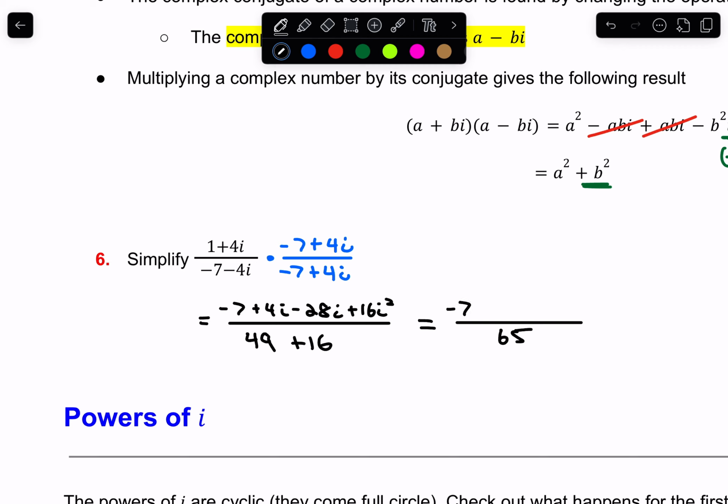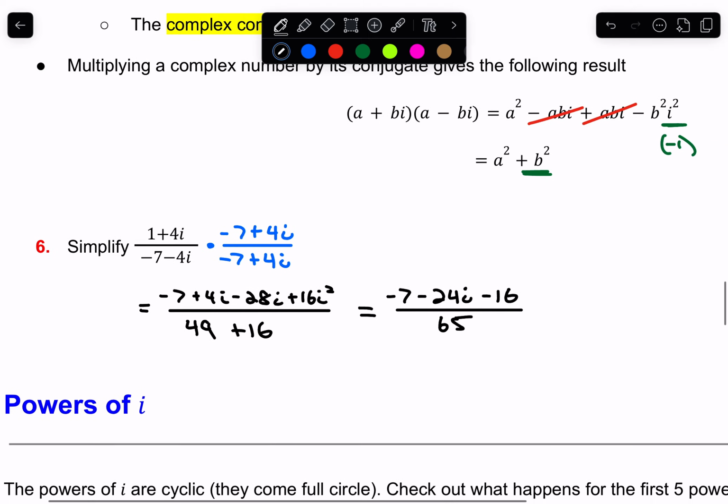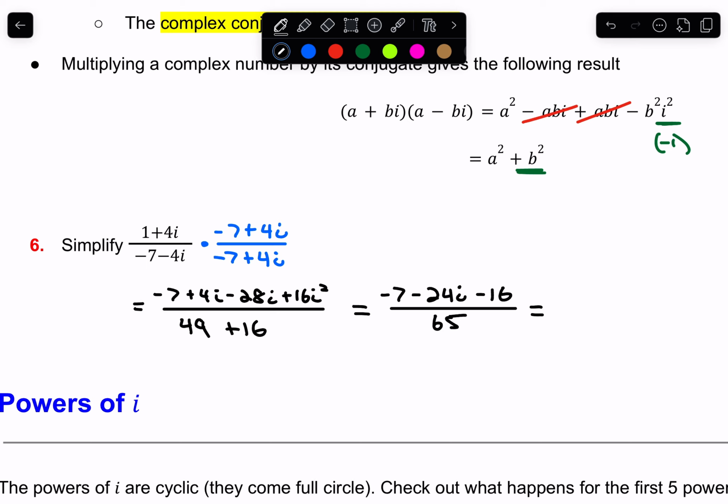So we have negative 7 minus 24i, and that 16i squared becomes negative 16. So then we can combine like terms again to get negative 23i minus 24i. Oops, sorry, a little typo there. Negative 23, no i, because just negative 7 minus 16, then minus 24i. And this is all over 65.